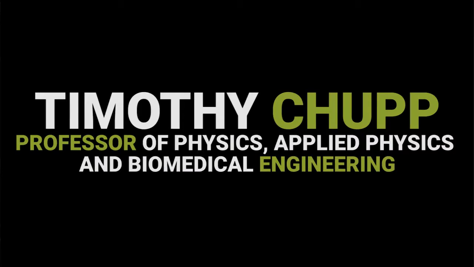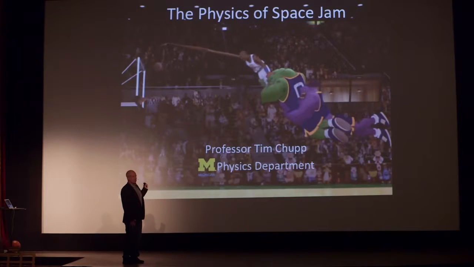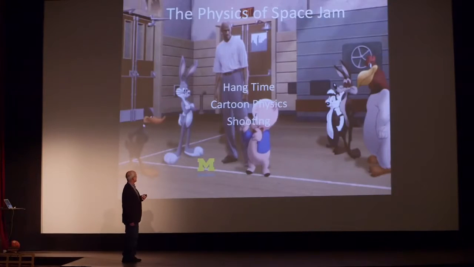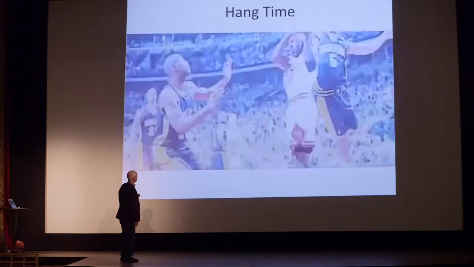Okay, so the physics of Space Jam, the physics of basketball. So here we go. Some things happen in real life and some things don't. Which one is that? Okay, so as I said at the beginning, we're going to talk about hang time to start with, a little bit about cartoon physics, which seems to be a very important theme for this series anyway, and then shooting a basketball.